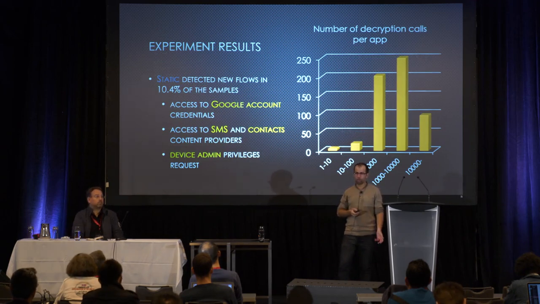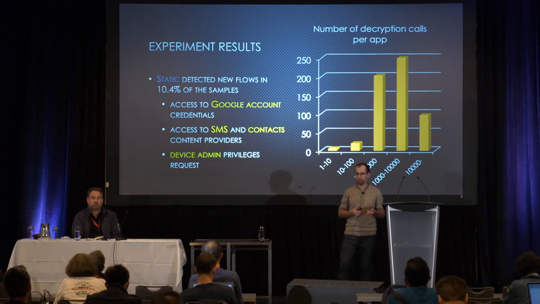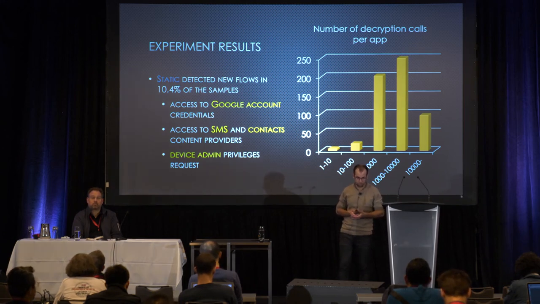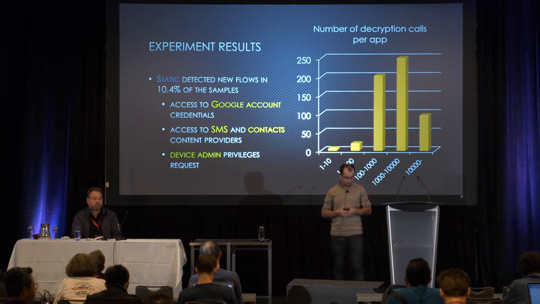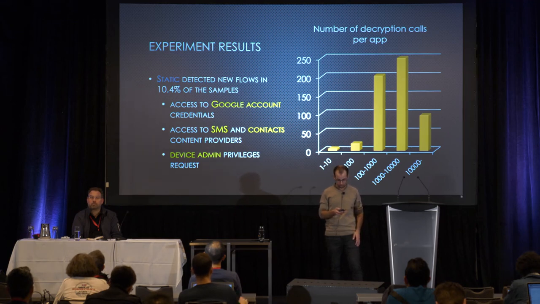And so we ran our complete solution on these 600 samples, and we found that many of them had hundreds or even thousands of encrypted strings. And it was nice to see that static analysis detected new sensitive flows in 10% of these apps. I mean, flows that it didn't detect before when the strings were encrypted. So access to Google account credentials, text messages, user contacts. And 10% may not sound like much, but bear in mind that most of these apps are actually benign. So it's perfectly possible that they don't have a lot of access to sensitive user data.